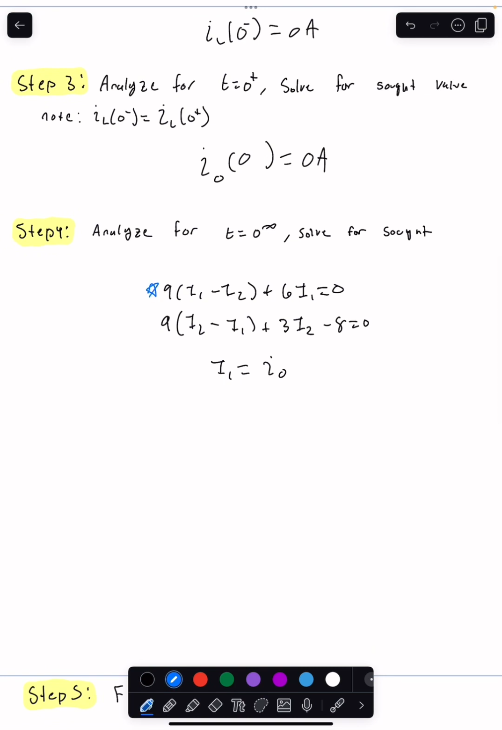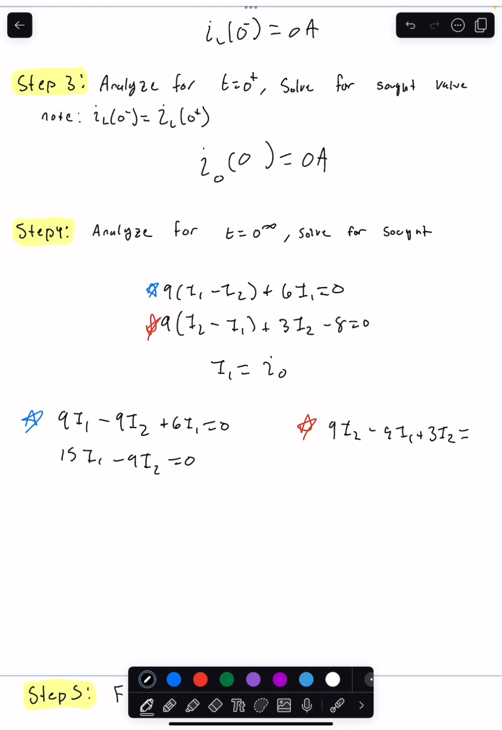Okay, now we just break down the equation. So for this equation here, you just distribute it. I1 minus 9I2 plus 6I1 equals 0. And that gives you 15I1 minus 9I2 equals 0. Okay, the second one, this one over here, we have 9I2 minus 9I1 plus 3I2 equals 8. We do some more simplification.